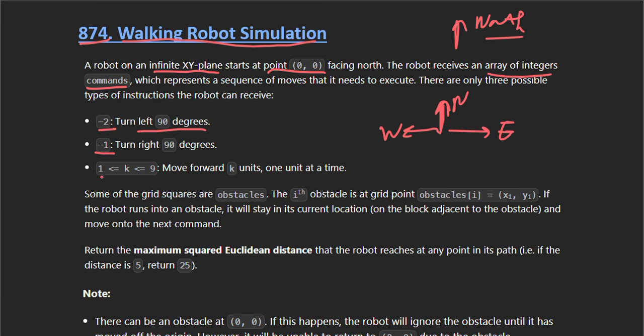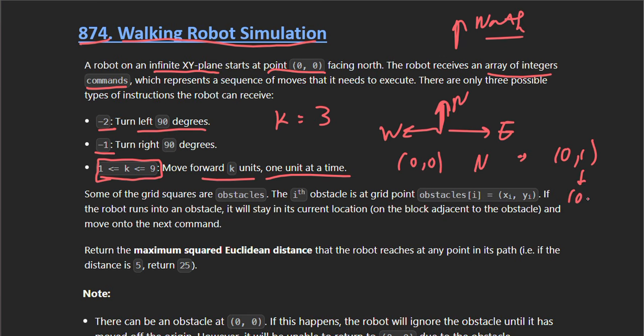And the third type of command is k values, where we can have values from 1 to 9. That means it will move forward k units in that particular direction, 1 unit at a time. If k is equal to 3, it is at 0, 0 and the direction is north, then it will move first to 0, 1, then to 0, 2 and then 0, 3, right? This way it will be moving in the north direction one step at a time.